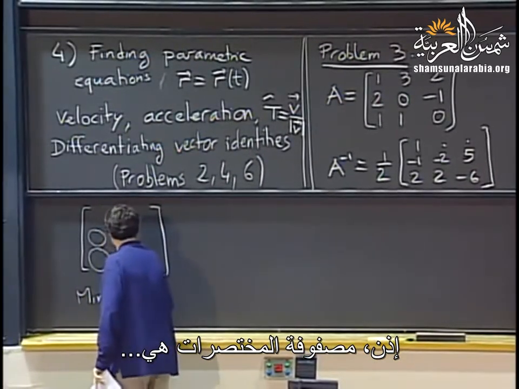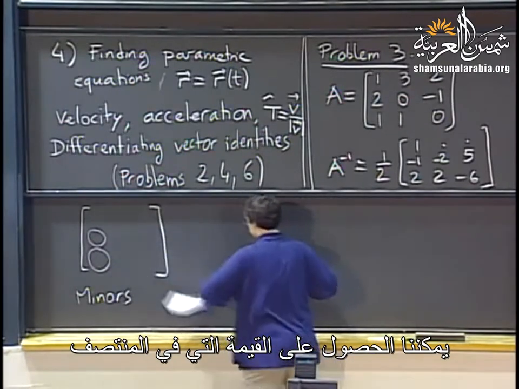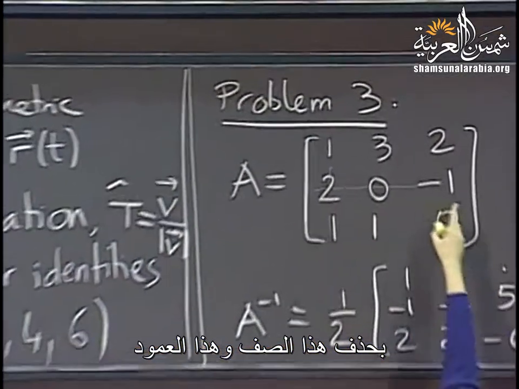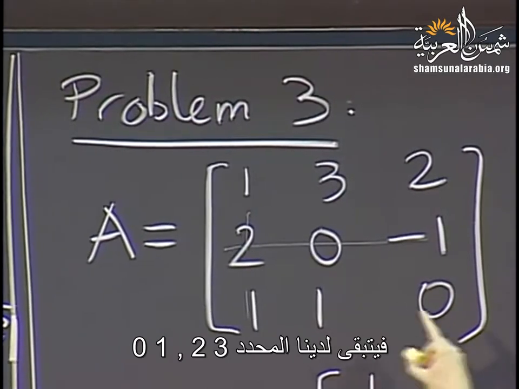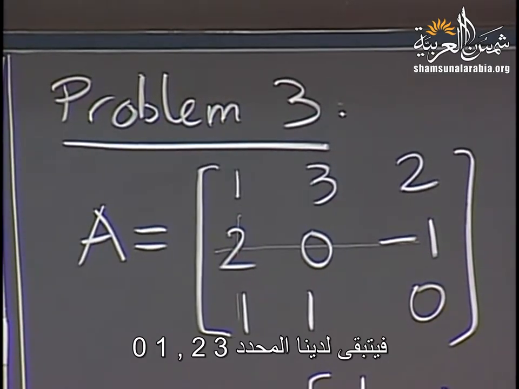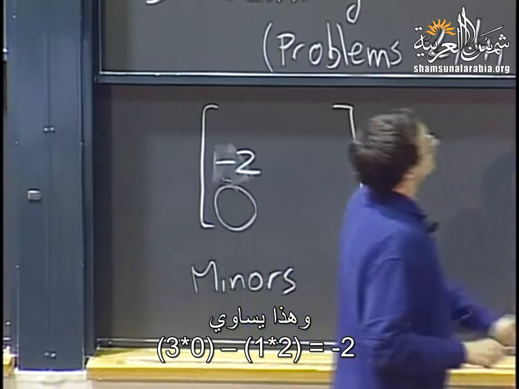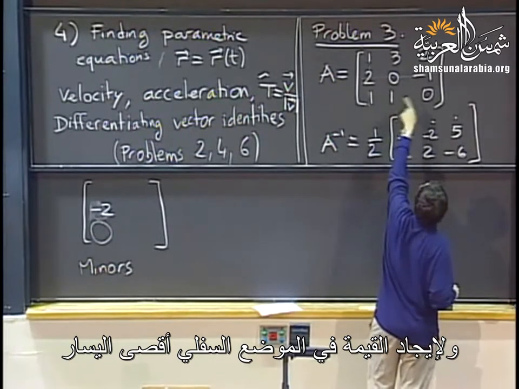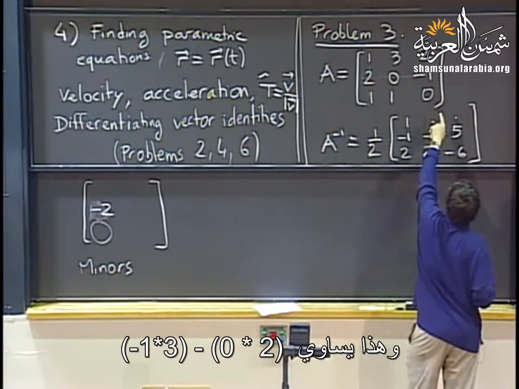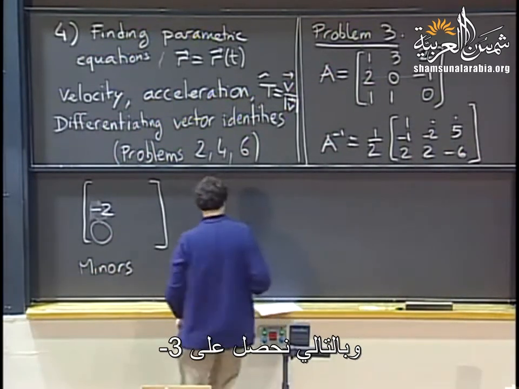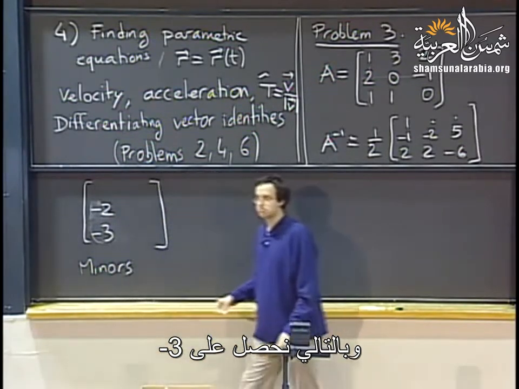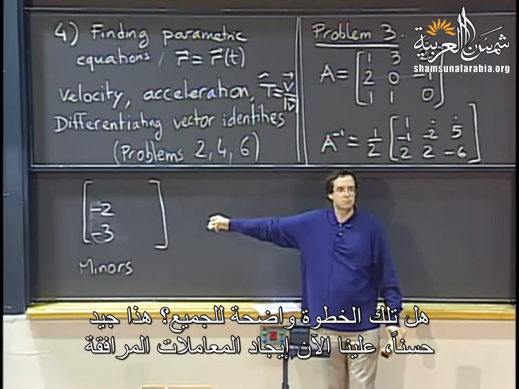The matrix of minors, the entry that goes in the middle position, is obtained by deleting this row and that column, and we are left with a determinant 3, 2, 1, 0. 3 times 0 minus 1 times 2 should be minus 2. Then for the lower left corner, we delete the last row and the first column, and we are left with 3, 2, 0, minus 1. 3 times minus 1 is negative 3. Minus 0, we're still left with negative 3. Okay? Is that step clear for everyone?